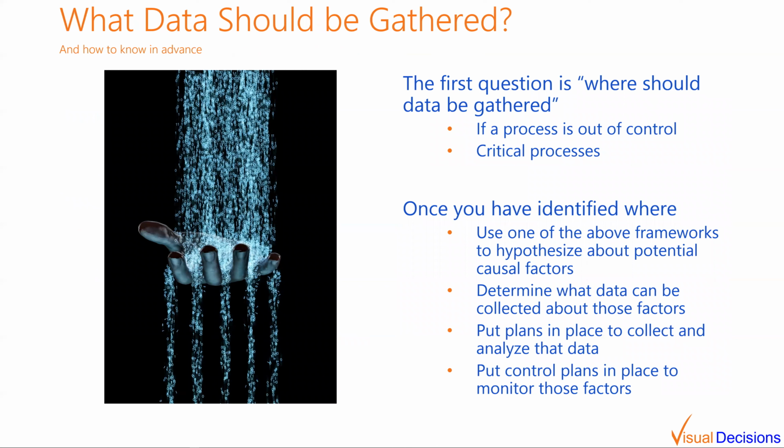So I talked a little bit about what data should be gathered and really how to know in advance. And the first question that we have to ask is, where should we be gathering data? It's a big shop floor. So do we gather data everywhere, or do we start in certain places? And the most logical places are, first of all, if you have critical processes, start there. It's easy.